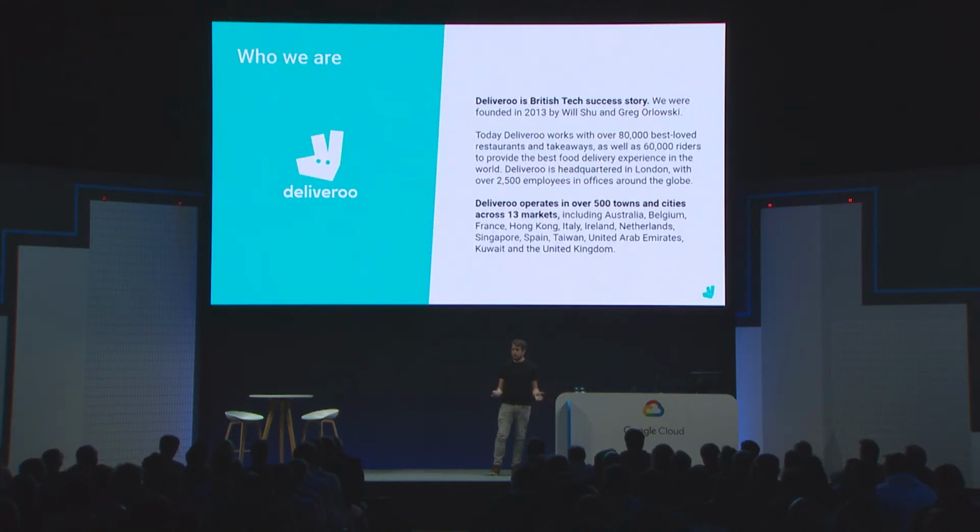So first of all, who's Deliveroo? Deliveroo is a British tech startup, and it was founded by Will Shu and Greg Orlowski 6 years ago now. And we're a multi-sided business, so we engage with restaurants, quite a few of them, actually, all the riders that we partner with, and consumers. And we operate in 13 different markets across the world, and each one has a presence from an office point of view. So we have employees accessing our data from all across the world.